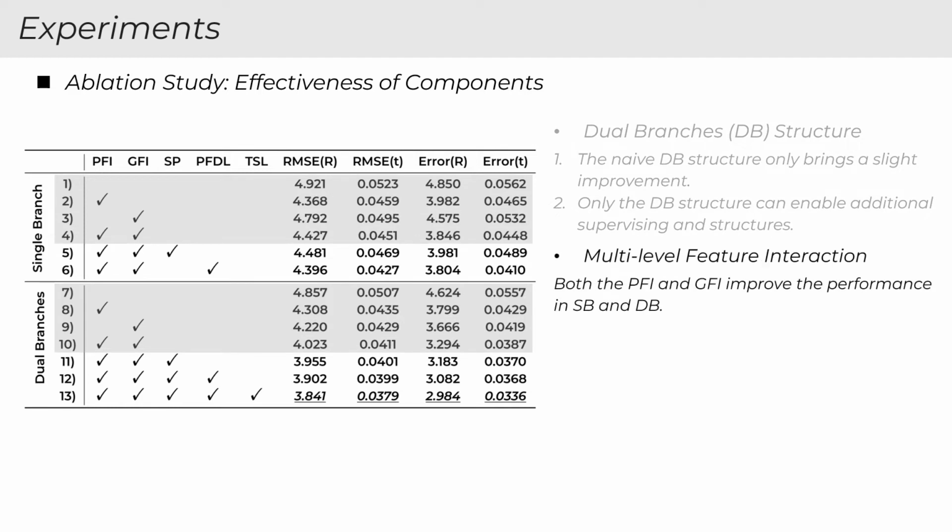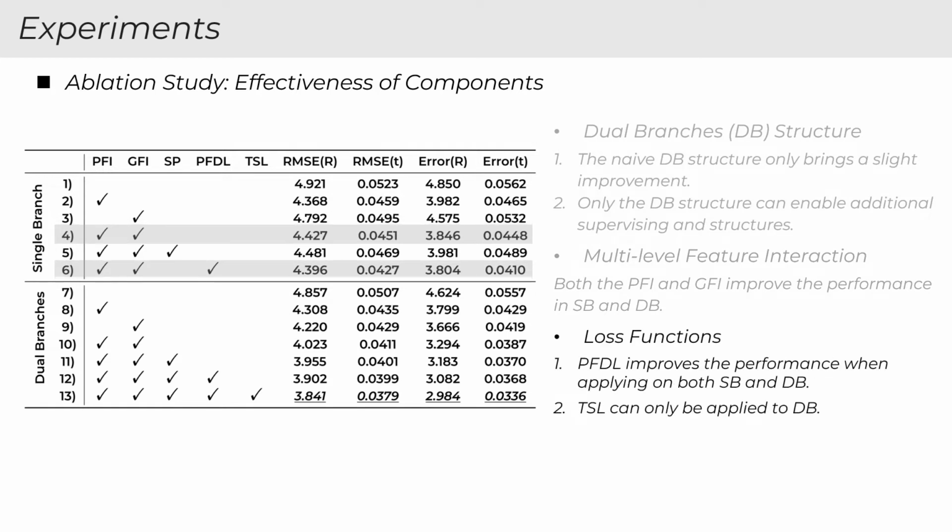The multi-level feature interaction is another important aspect. We compare the performances in the case of different combinations of the PFI and GFI. Comparing row 1 to 4, we can see that only the PFI improves the performance with a large margin. Since the same encoder is applied for the rotation and translation in the single branch, it may confuse the GFI with their information blended. However, comparing row 7 to 10, both the PFI and GFI improve the performance in the dual branches, and it achieves an extra improvement by combining them.